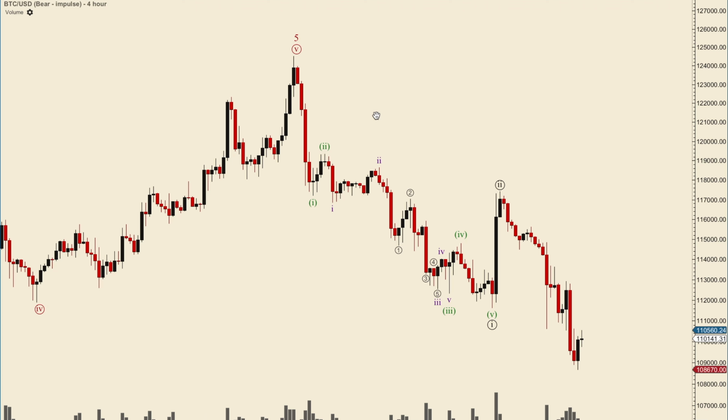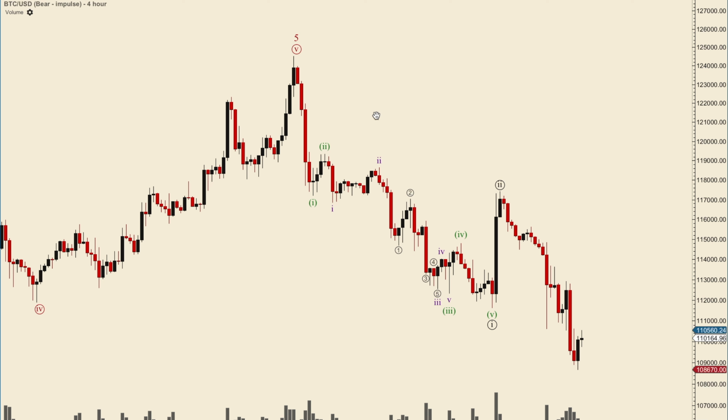Hello, so we're going to take a look at the current price action of Bitcoin. Are we currently entering a bear market or what's going on? I'm going to try and figure that out. So we have basically a couple of scenarios here.